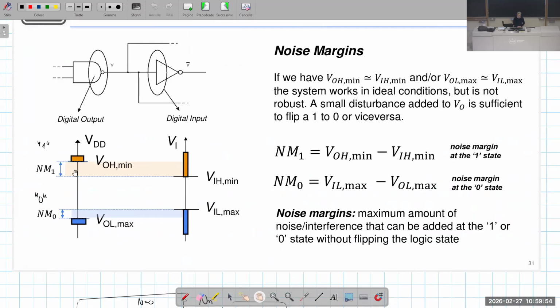So the larger, the better. Okay? The larger these differences, the more robust, the more immune to noise this interconnection is. Is that clear? Comments, questions? Okay. Maybe let's try to apply this to a practical case.